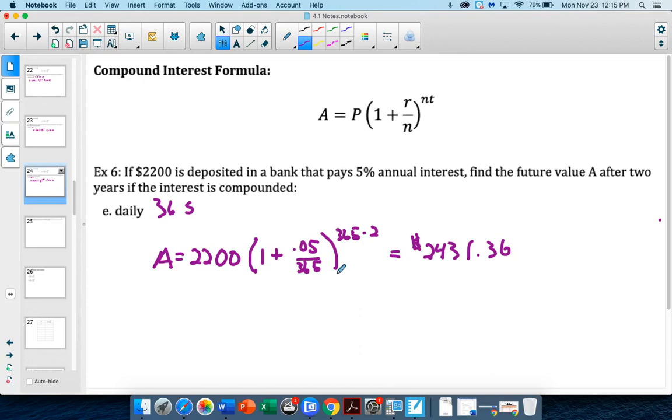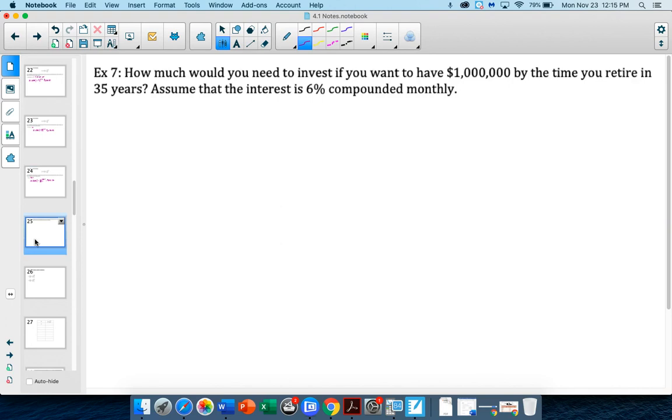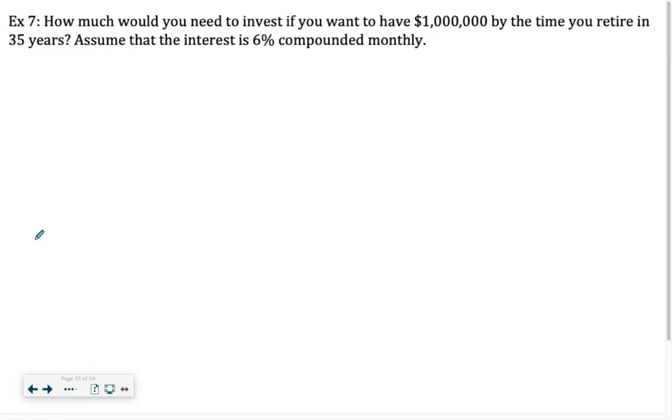All right, next, let's take a look at an example of solving for a piece of information using this formula. So here it says, how much would you need to invest if you want to have $1 million by the time you retire in 35 years. Assume that interest is 6% compounded monthly. So we want to start with our formula. A equals P times 1 plus r over n to the nt power. And let's take a look at the information that we have. We know that the rate is 0.06.